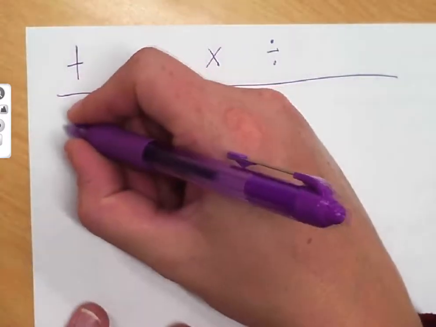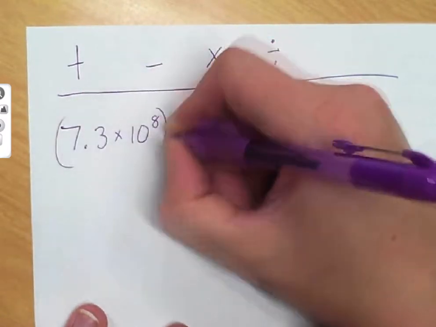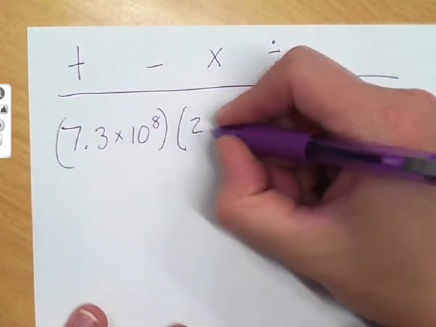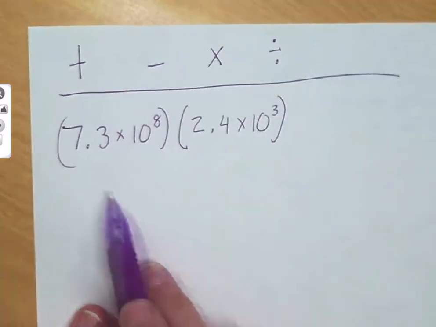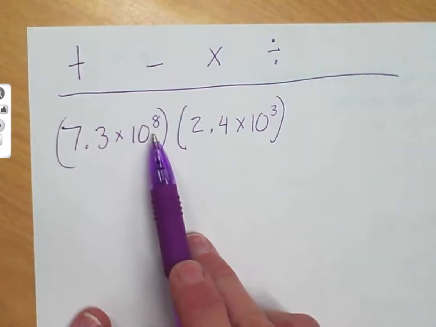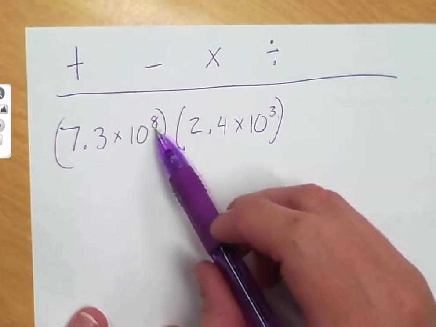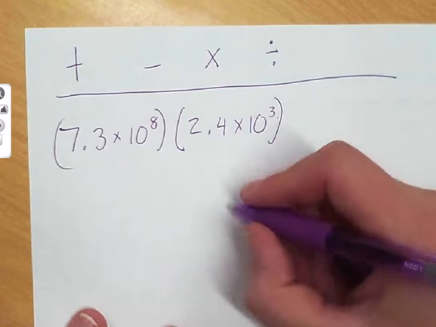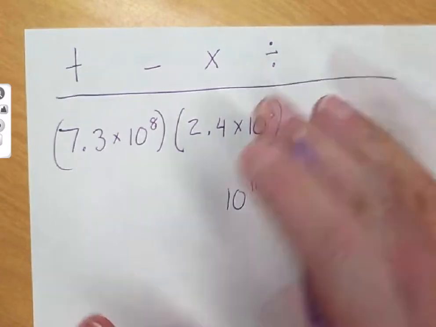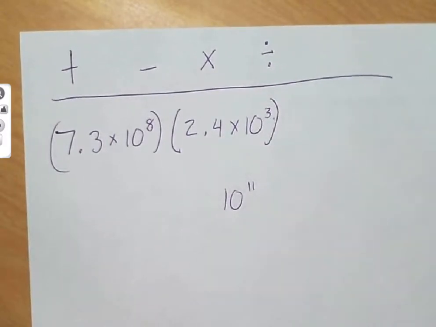So our first one, we have 7.3 times 10 to the 8th times 2.4 times 10 to the 3rd. Because we're multiplying, we add the exponents. So 8 plus 3, it should be times 10 to the 11th, or around there. It might be 12, it might be 10, but it's going to be somewhere in that range. So that's how we're going to know we're doing it right.